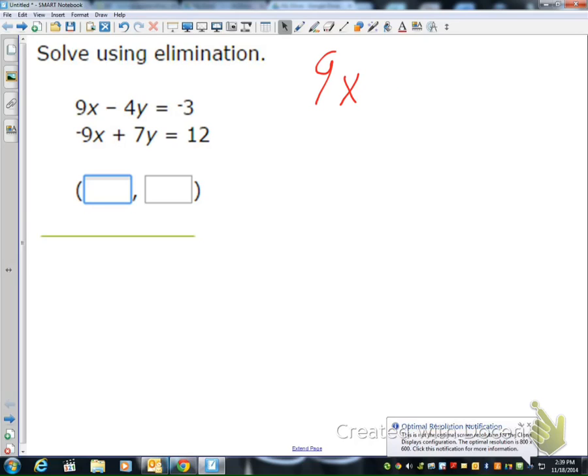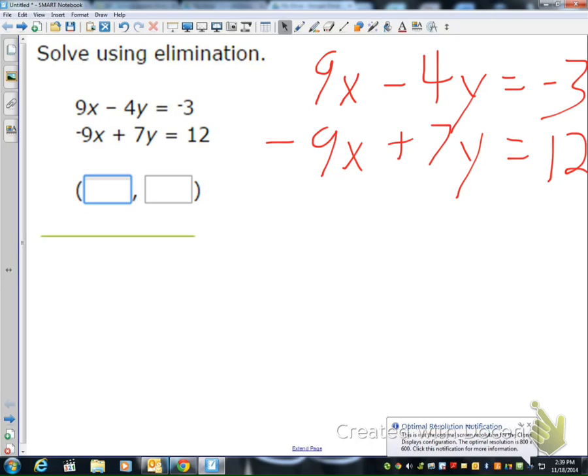Alright, so I have 9x minus 4y equals negative 3, and I have negative 9x plus 7y equals 12. Elimination, we're going to add these two together. Now, the reason we can do this, remember we have a rule for equations that as long as you do the same thing to both sides of the equation, then the two sides are still equal, right?